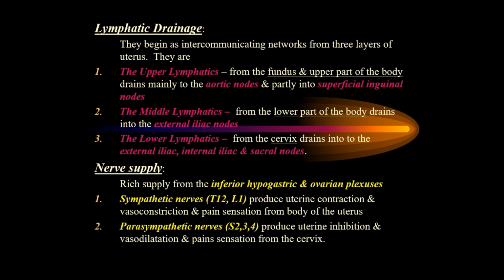And the sympathetic component is very important during parturition, during delivery, because it helps in uterine contraction, as well as, sometimes, in throwing out remnants of placenta and other things. This sympathetic component is very important. So it helps in uterine contraction as well as vasoconstriction, and it carries pain sensation from the body of the uterus. This is from T12 and L1. So this is about the nerve supply of the uterus.